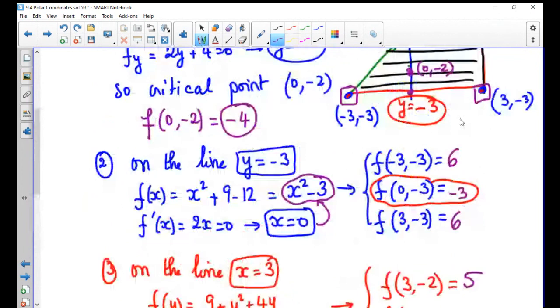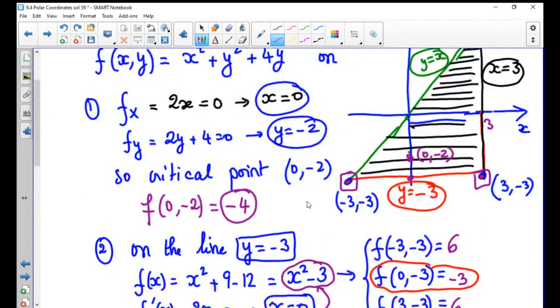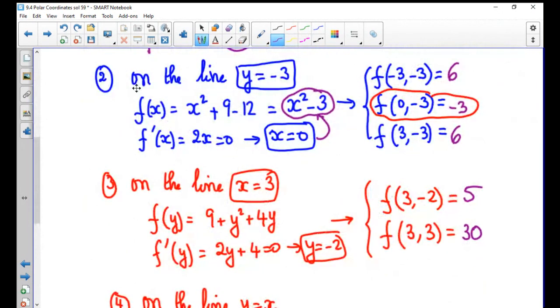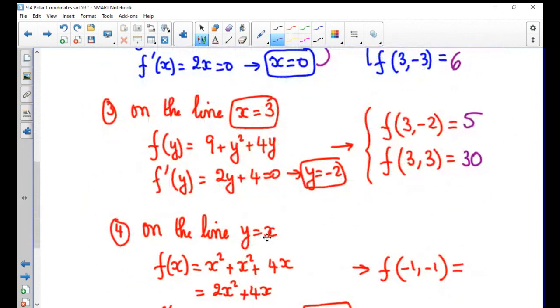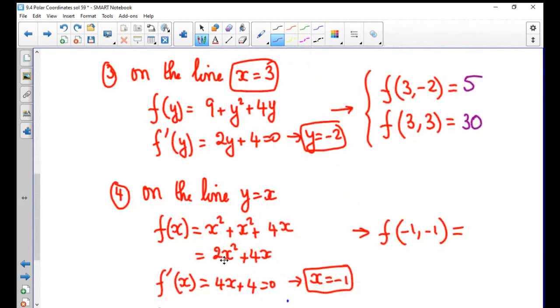Finally, the third line, the green line, which is y equal x. So you go to the function, every y you replace with x, so you get this function now. Take the derivative, make it equal to 0. So we get x equal minus 1, but because y is the same as x, we have f of (-1, -1), and that will give us minus 2.